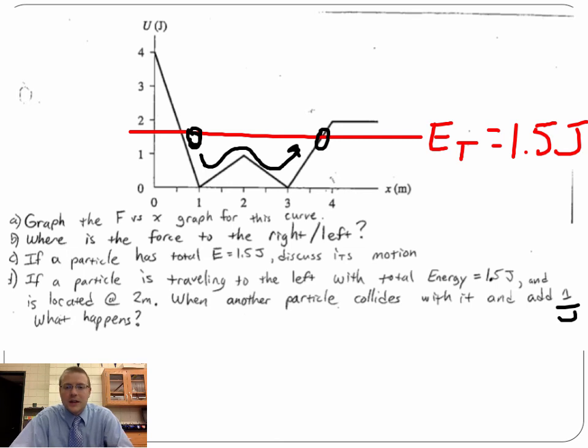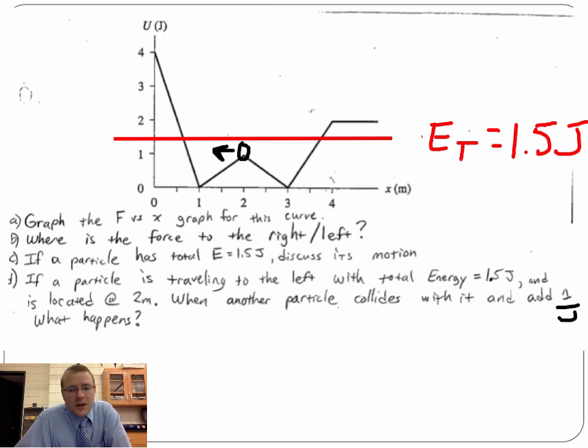The object only having 1.5 joules of energy, I would say that this is in a stable equilibrium. The reason is, on either side of the hill, the forces are pointing inwards and trying to bring it down to a lower energy state. It can never leave that little potential well.